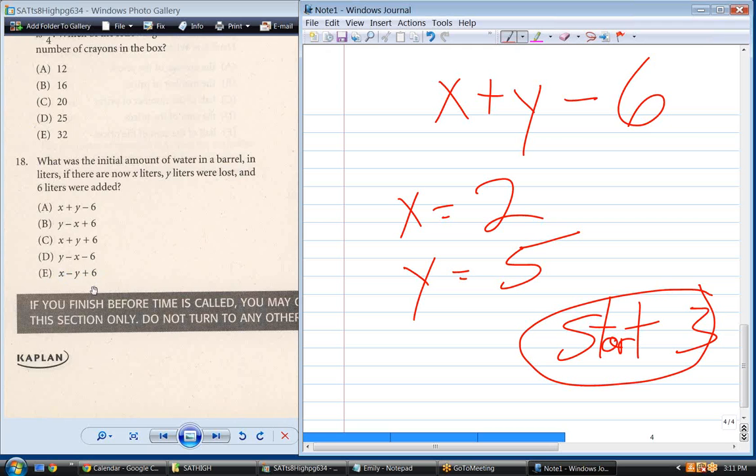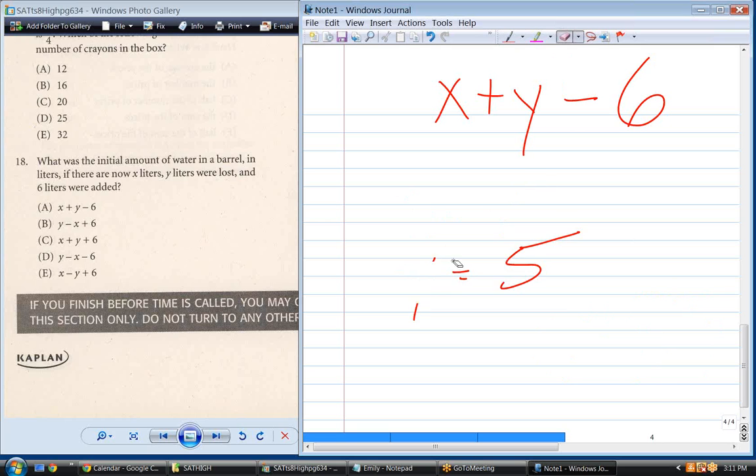That doesn't make any sense. Well, maybe you're right. Maybe I made a mistake here. Let's check your answer. Give me an x that's greater than the y. 5 and 2. So if x is 5 and y is 2, that means there's now 5 liters. 2 liters were lost, so that at one time there were 7, and 6 were added. So there had to be 13 to start with.